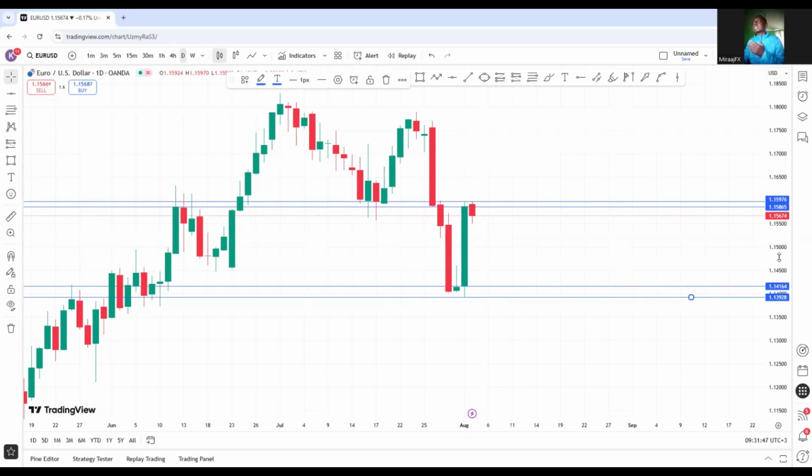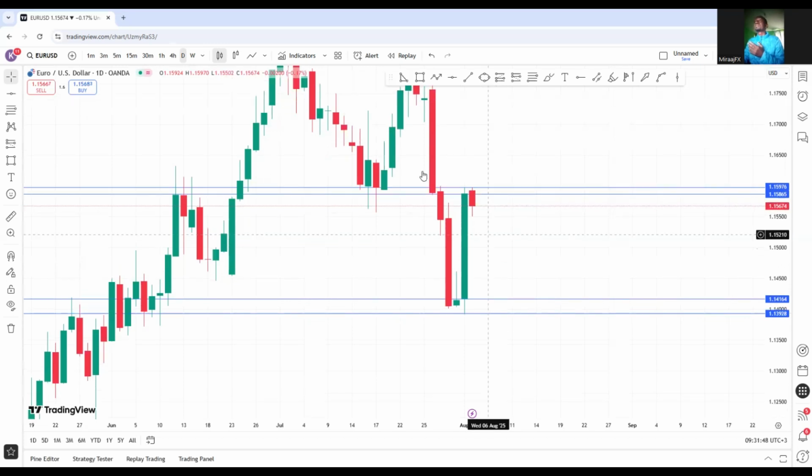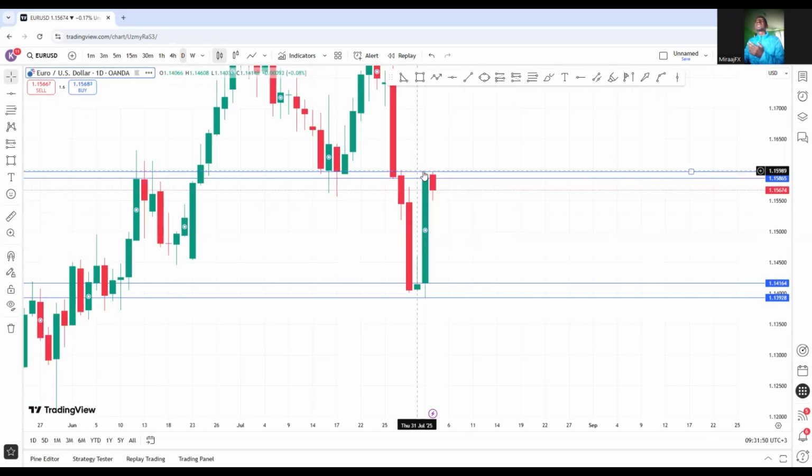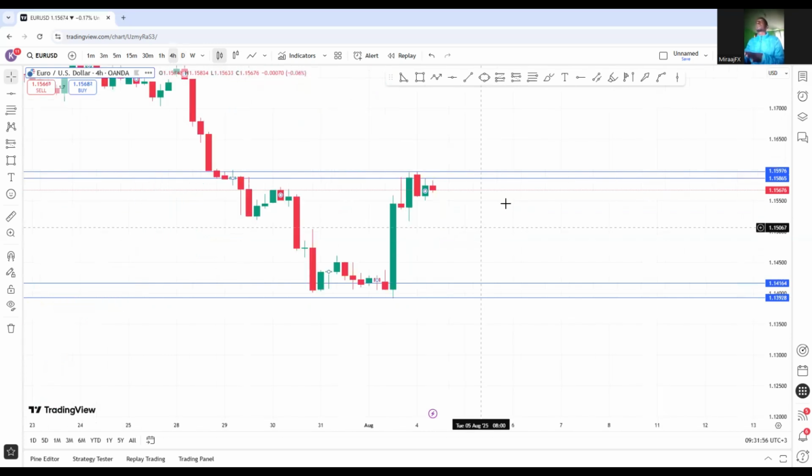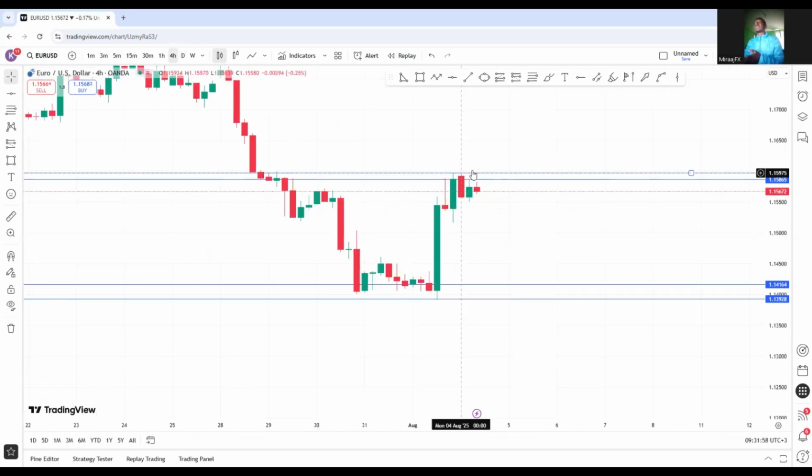But when you look at this right now, you're going to realize that the high has not yet been taken out. It has actually created what we call a double top, because it has given us two tops, a top and then another top. So we have not taken out that high yet.